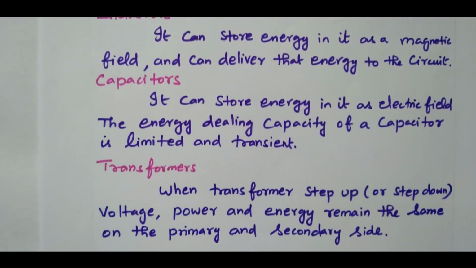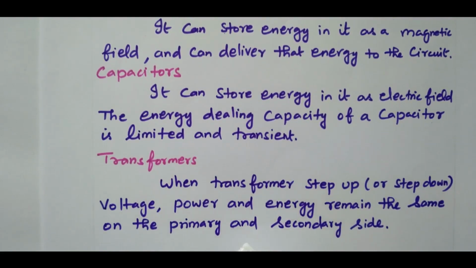Then the transformer. We have step up transformer or step down transformer. It will increase the voltage or decrease the voltage. The secondary voltage may be greater than the primary voltage, or the secondary voltage may be less than the primary voltage. Here the voltage is increased, but power and energy remain the same. There is no change in the power. When the voltage increases, automatically the current will decrease, so the total power remains constant in both primary as well as secondary. So there is no amplification, only the voltage level changes.